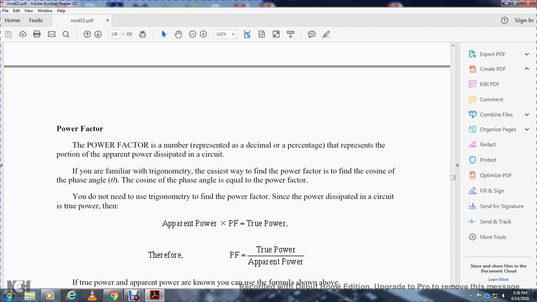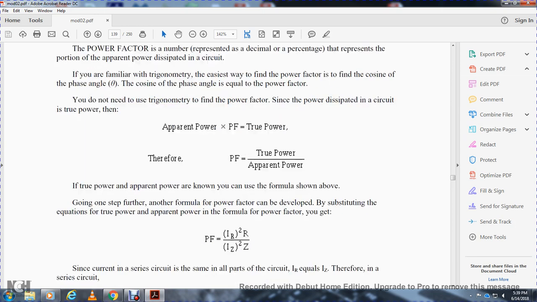Since the power is dissipated in a circuit as true power, apparent power times the power factor is equal to true power. Therefore, power factor is equal to true power over apparent power. True power and apparent power are known, and usually the formula is shown. Given the formula, another formula for power factor can be developed by substituting the equations for true power and apparent power into the formula for the power factor.